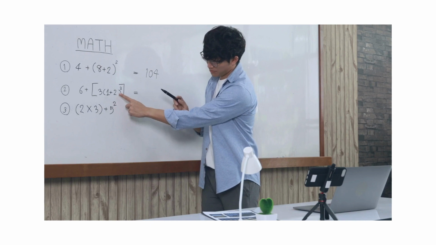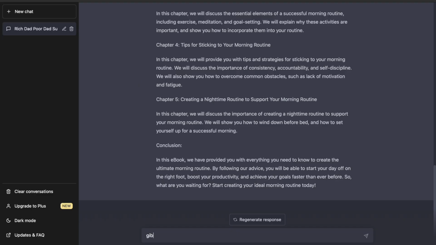So again, we need to write an ebook about morning routine. The first thing we have to do is generate a name for that book. So we start by asking the chatbot to give us some options.